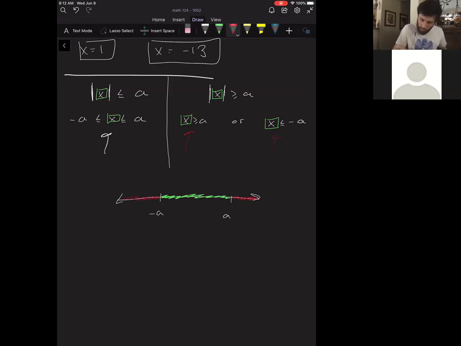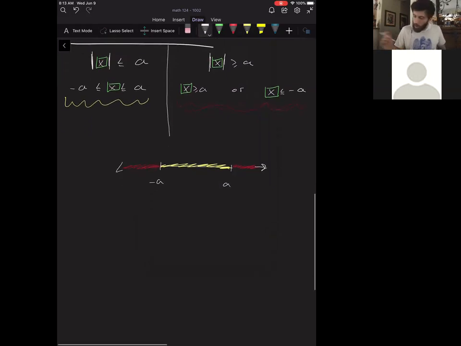Let's make this middle section yellow. This whole section over here is the yellow section, and then this will be the red section. So you notice that these two things give us different things. On the right-hand side, we have the red shading, but on the left-hand side, we have the yellow shading. Okay, let's do some problems with those.